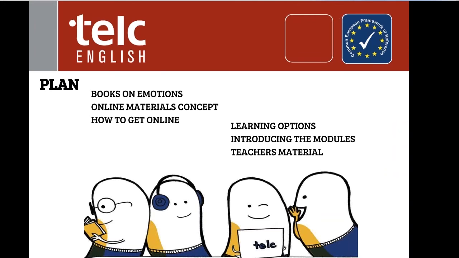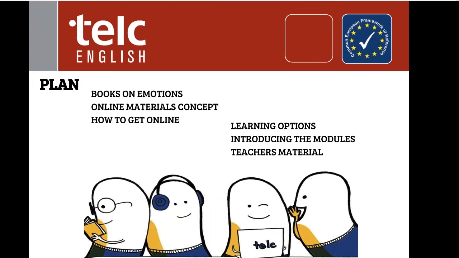We're going to look at the books on emotions, the B1, B2 classroom material. Then we're going to look at the concept for the online materials and how the two of them link. We're going to talk about how to get online. And then once you are online, we're going to talk about what the options are, the learning options, as we say. Then we're going to look at an individual module or unit, and we look at some of the modules perhaps depending on time.